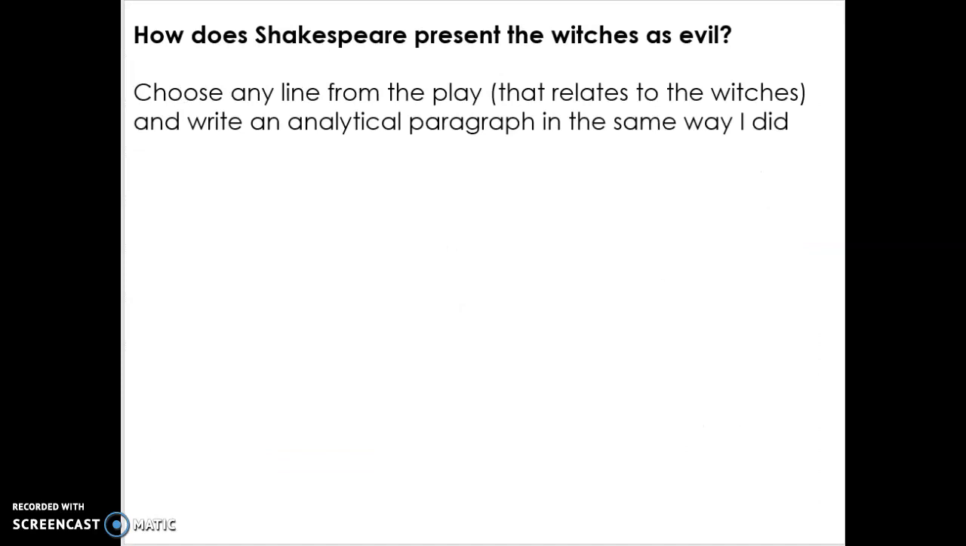So what I'd like you to have a go at is choose any line from the play that relates to the witches and write your own analytical paragraph. Using mine as a model, starting with a line from the play, trying to say something quite general about that line and what it shows about the witches. Try and say something more specific about some of the words and why you think that word is important. And then most importantly at the end, anchoring back to our question. How does that line relate to the concept of evil? So that you're not just writing about the witches, but also about evil in the play.